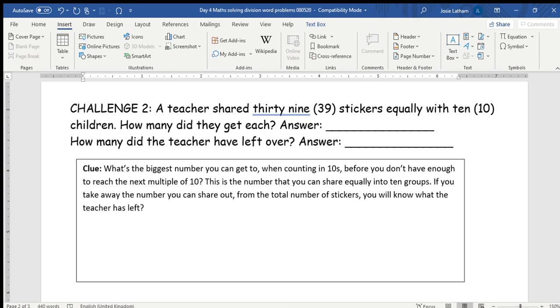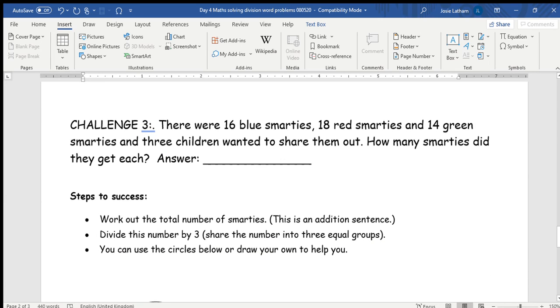What's the biggest number you can get to when counting in tens before you don't have enough to reach the next multiple of 10? This number of tens is the number that you can share equally into 10 groups. If you take away the number you can share out from the total number of stickers, you will know what the teacher has left. And the final challenge.